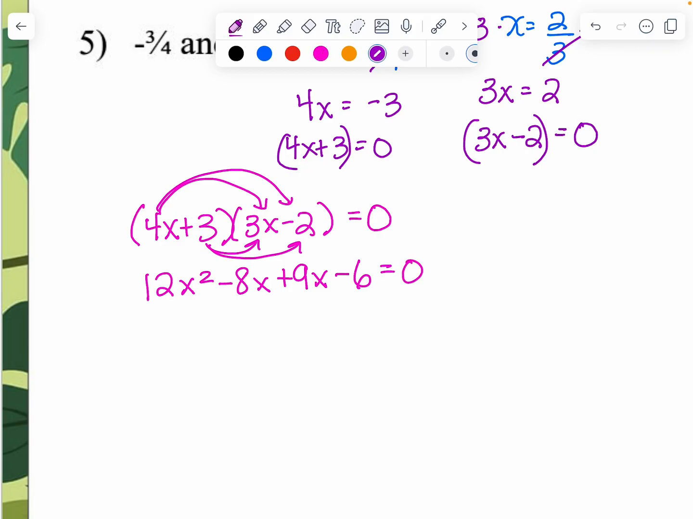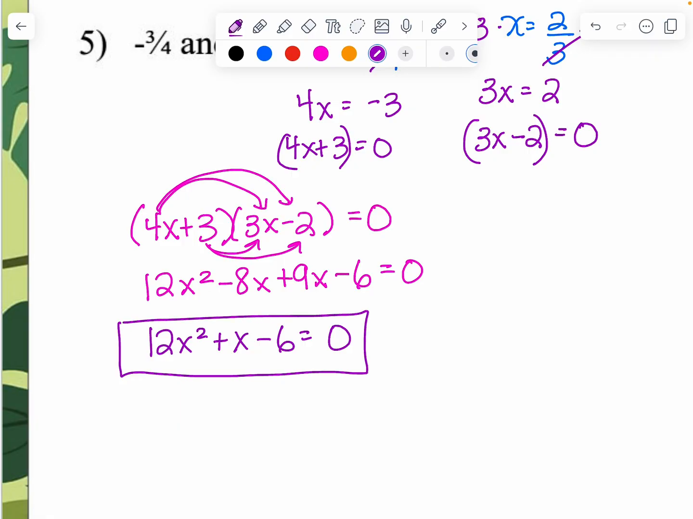And go ahead and finish this up and notice that I do have a polynomial where it's a quadratic. So it's x squared. I had two solutions and there are two solutions I can see on the graph. 12x squared plus x minus 6 equals 0. If I put that into Desmos, I should be able to see my solutions because they're all real solutions.